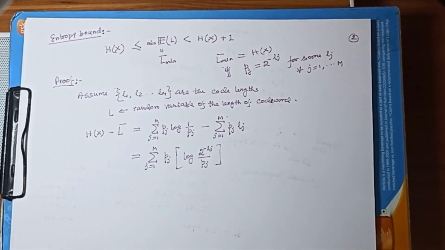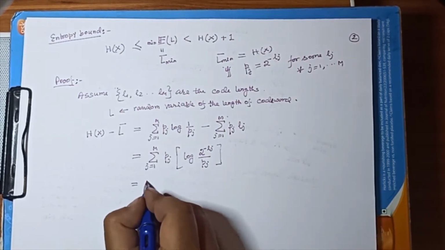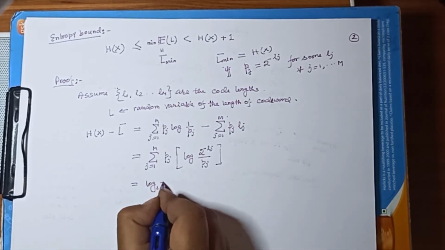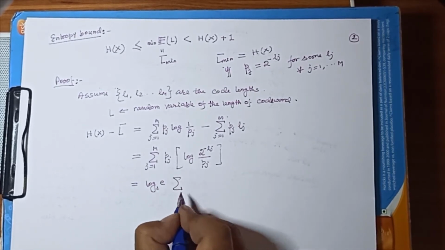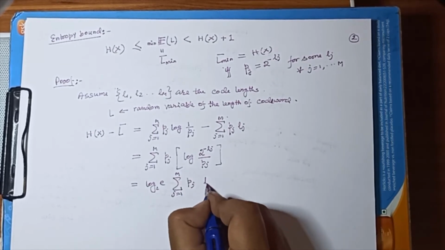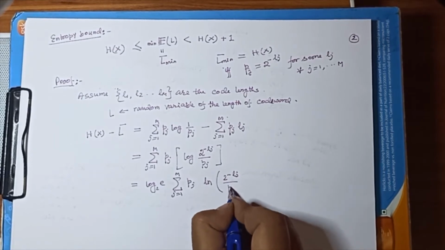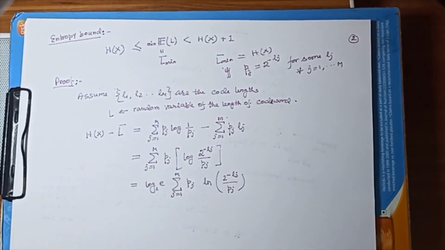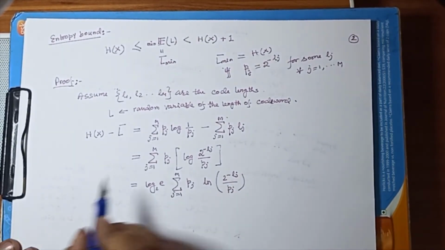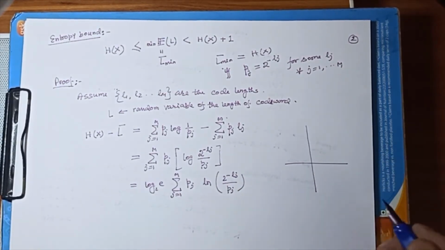So now I will use one inequality of logarithm. This I can write as log E into summation j equal to 1 to m Pj into ln of 2 to the power minus Lj divided by Pj. And now if you plot the curve of natural logarithm, that will give you an immediate inequality.